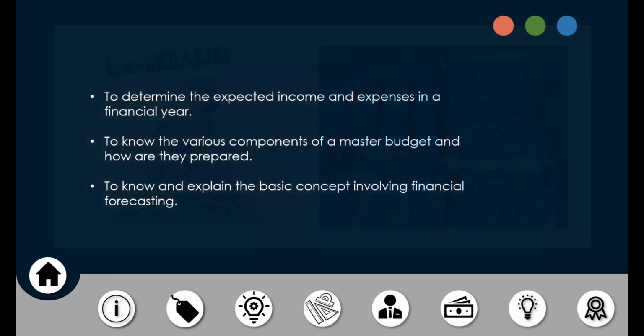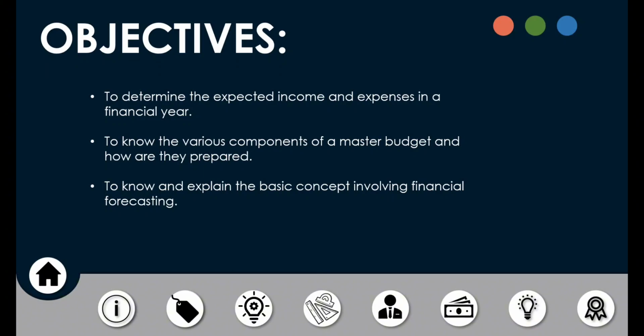So the objectives of this topic is to determine the expected income and expenses in a financial year. Second is to note the various components of a master budget and how are they prepared. And lastly is to know and explain the basic concept involving financial forecasting.